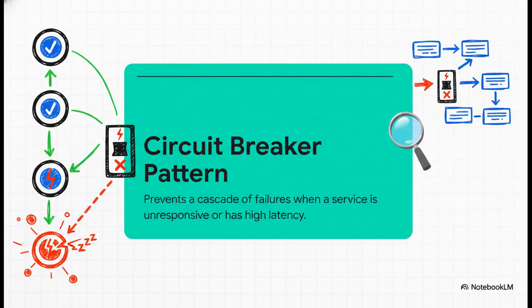Okay, now this pattern is a total lifesaver, the circuit breaker. It works exactly like the circuit breaker in your house. If an appliance shorts out, a breaker flips to stop it from burning the house down. It's the same idea here. If a service starts failing over and over, the circuit trips. This immediately stops hammering the broken service with more requests, giving it a chance to recover and protecting the whole system from getting dragged down with it.